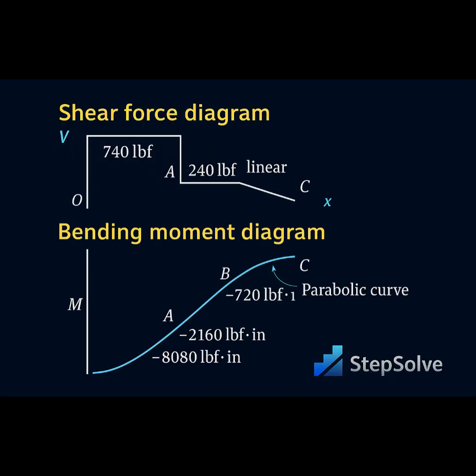Time for the visual recap. Shear force diagram. Flat from O to A at 740 lbf. Drop to 240 from A to B, then linearly decrease to 0 at C. Bending moment diagram. Linear rise from O to A, then a smooth curve down to 0 at the free end. Everything checks out, and the beam survives another day in the world of statics.